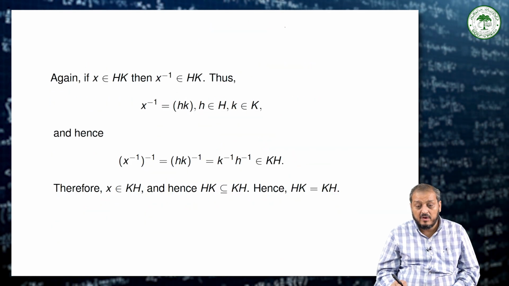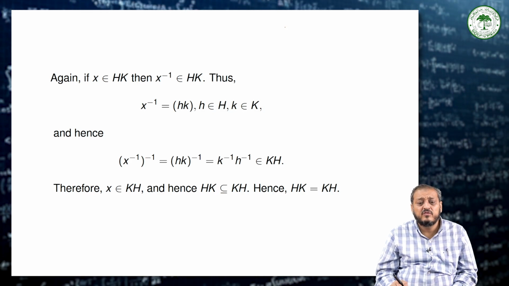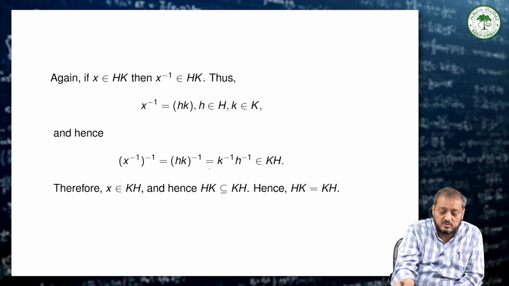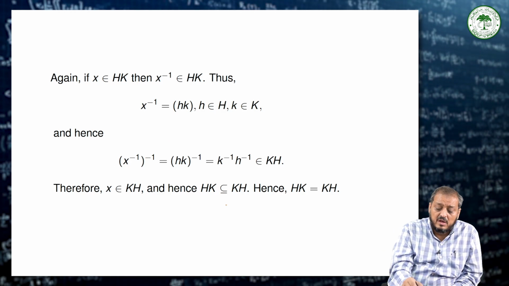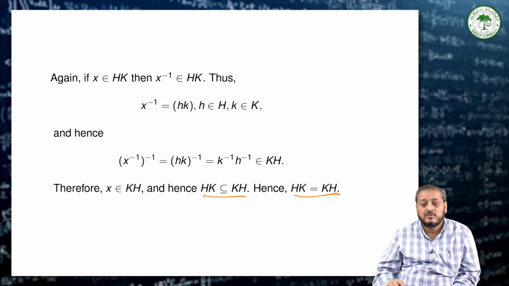So now we have to write this in this form. Clearly, we can say that x is an element of HK, x inverse is in this form, and then we have HK, and hence KH is the same as this form.